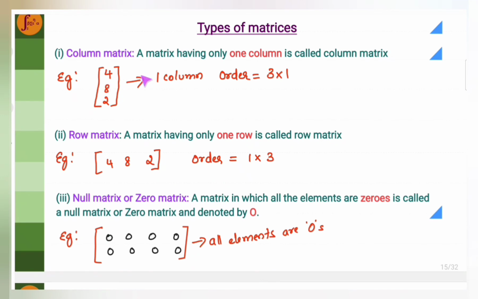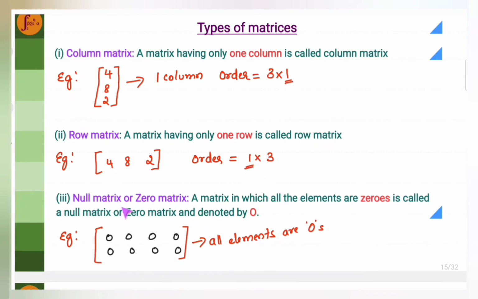So a matrix that has only one column is called a column matrix. Only one column. It can have any number of rows, but the number of columns is going to be just 1. For this example, order is 3 by 1. Column is 1, right? Similarly, for a row matrix, it will only have one row. It can have any number of columns, but the number of rows is going to be only 1.